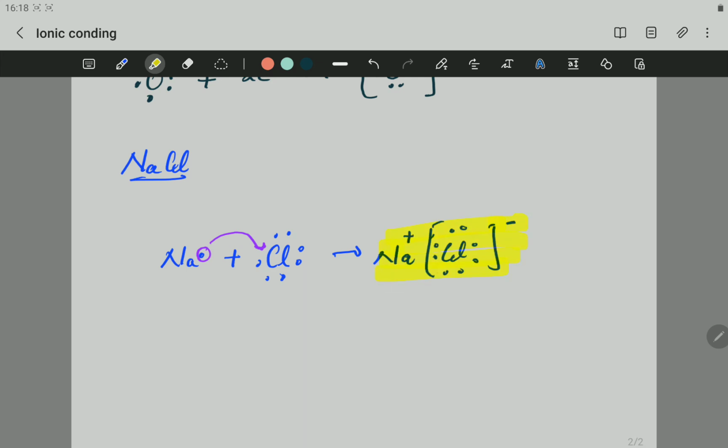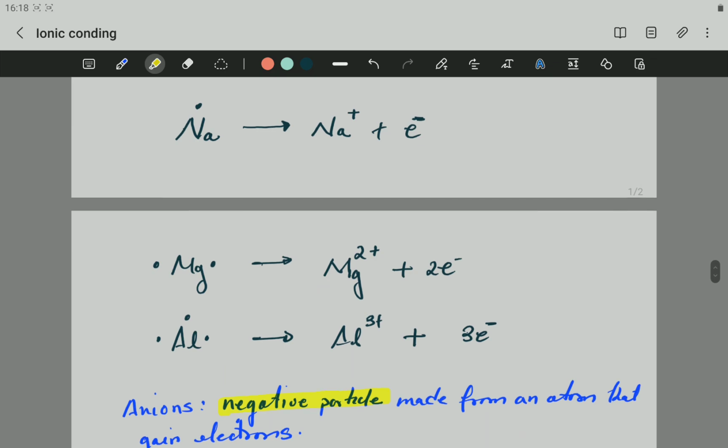This is how to do it. I hope it's clear. Next time we'll give some more examples, but this is the basis of the topic.